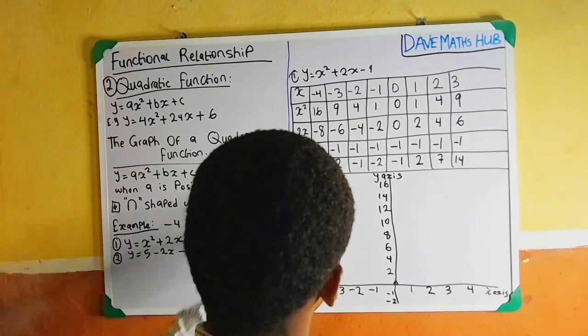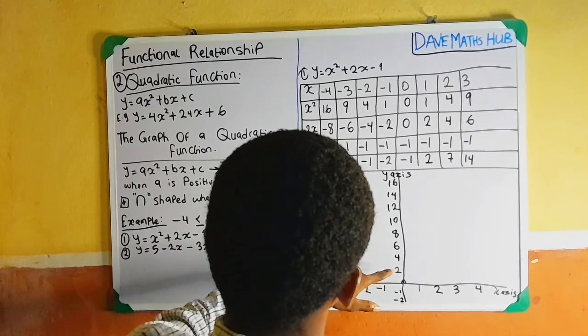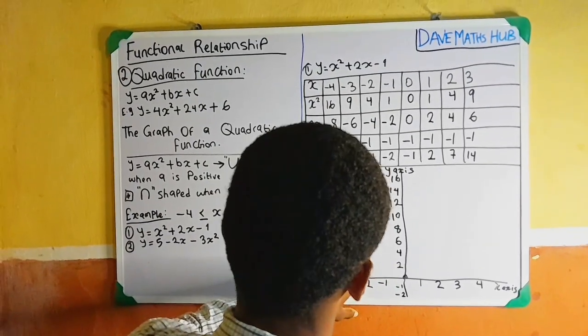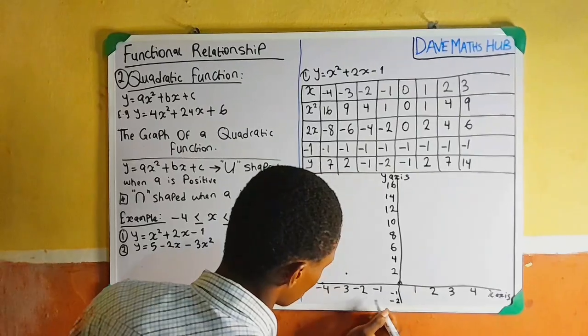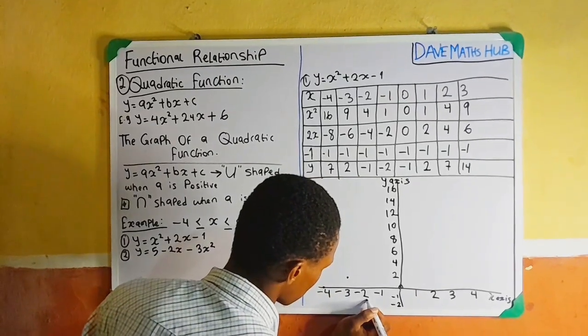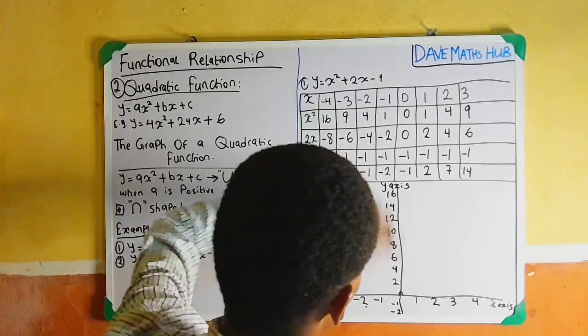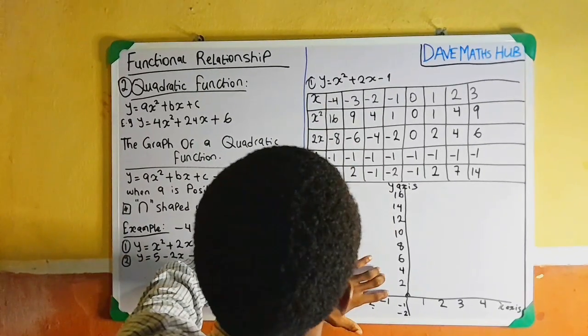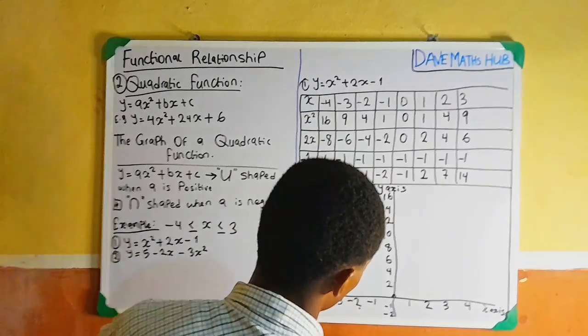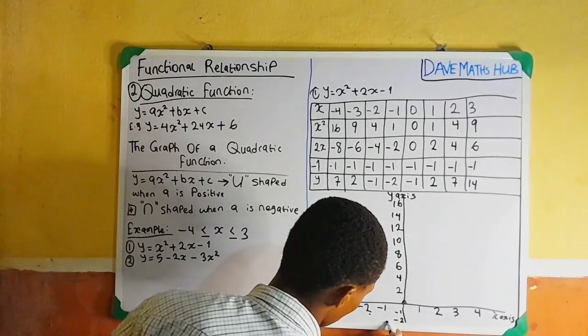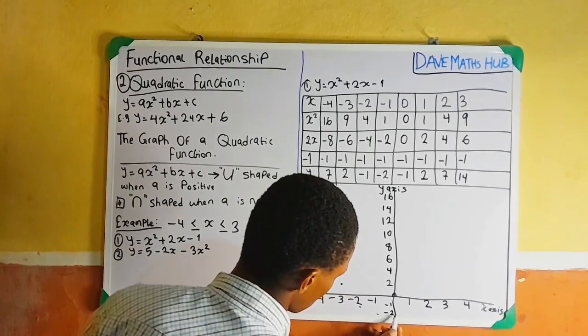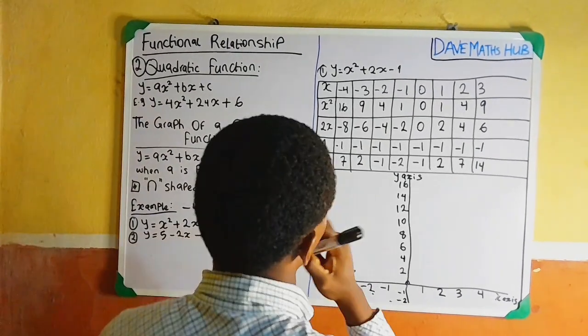Exactly. So x is what? Minus 2, which is here. Y is minus 1, which meets here. Alright. Then when x is minus 1, which is here, y is minus 2, which meets here. Between here and here, they meet at this point.